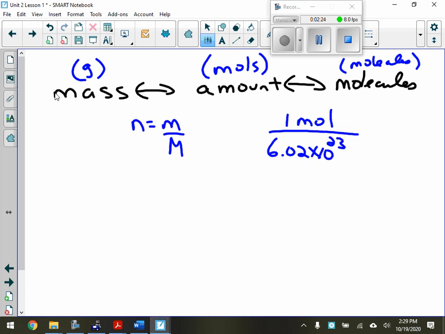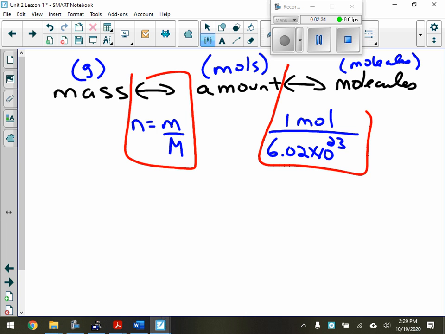Okay? So if I'm between these two here, mass and amount, I'm going to use that formula. And between amount and molecules, I'm going to use this ratio. It's not really a formula, of course, because there are no variables there. But I'm going to use that ratio to help me get to the next part. So that's what you're going to use in between these.